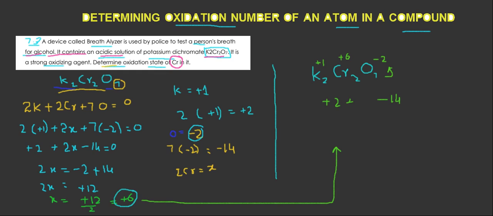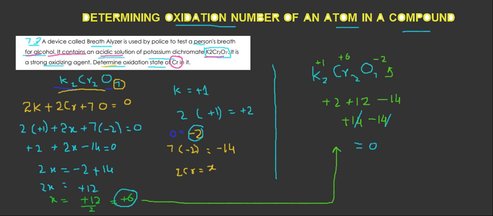So 2 multiplied by +1 for potassium, you will get +2. 2 multiplied by +6, you will get what? 6 multiplied by 2, you will get 12. So +2 and +12, you will get +14. And similarly for oxygen you have -14. So +14 and -14, what you will get? You will get 0.